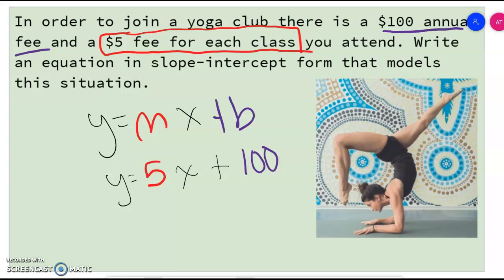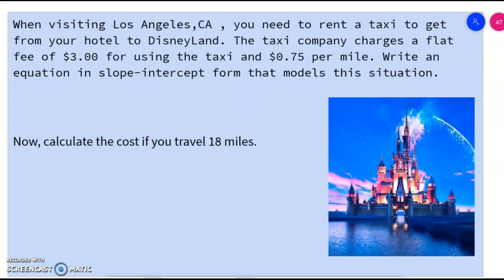Let's move to the next one. All right, when visiting Los Angeles, California, you need to rent a taxi to get from your hotel to Disneyland. Congratulations, you're going to Disneyland. The taxi company charges a flat fee of $3 for using their taxi and 75 cents per mile. We need to write an equation in slope-intercept form that models this situation. So let's start with y equals mx plus b.